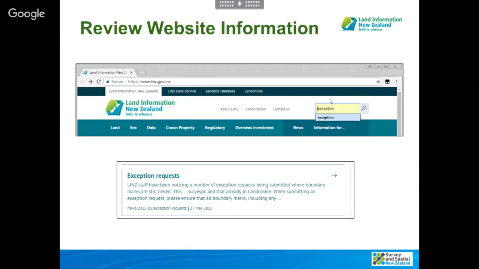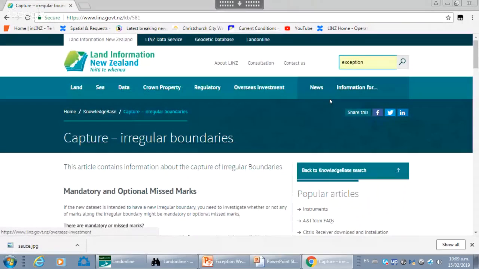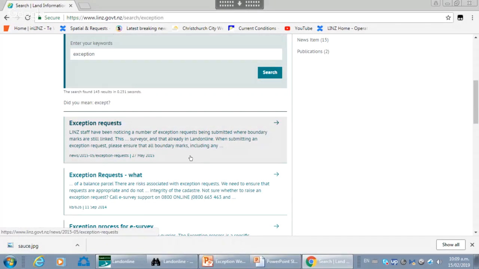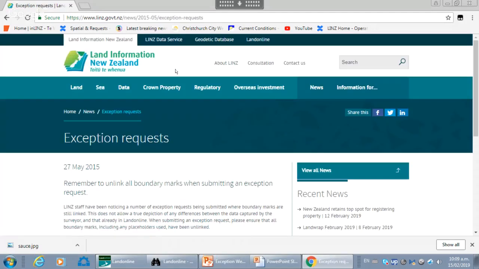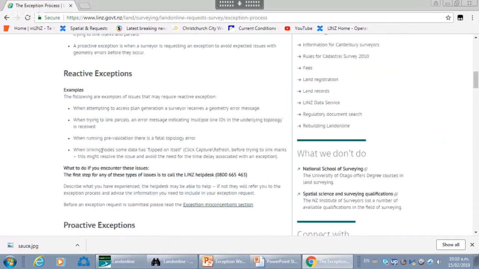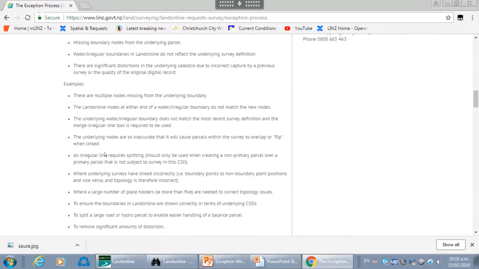Okay, so just a quick review of the website information. From the last session, searching for information on the exception process, just use the term exception in the search box, and it'll take you to the list of the main pages. Just covering off where we were for exception requests, and this is just reviewing what we've done before. This page gives some guidance around when to use the exception process and when not to. We discussed last time the difference between reactive and proactive exceptions, and a lot of the requests that come through for water boundaries fall into the proactive camp.